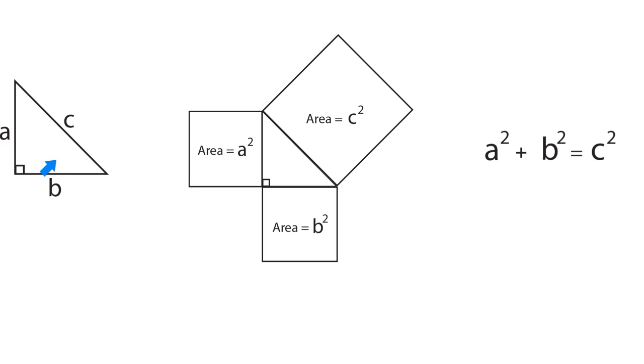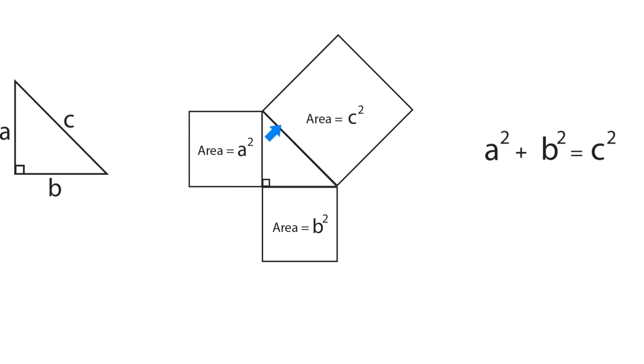Here we have a right triangle, and we know that because over here this little square tells us this is a 90-degree angle, and all right triangles have a 90-degree angle. This is side A or leg A. This is side B. A and B are the two shorter sides of a right triangle. This is side C, the longest side in a right triangle, which we call the hypotenuse.